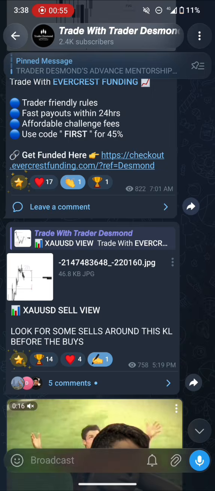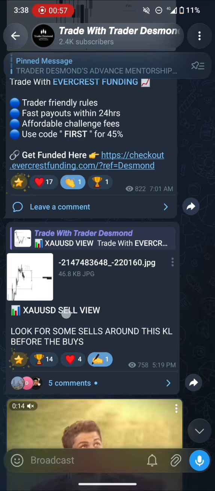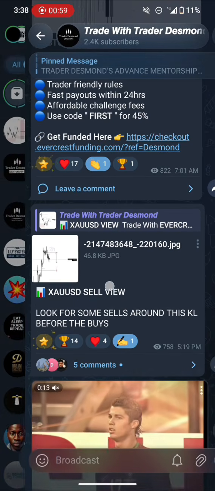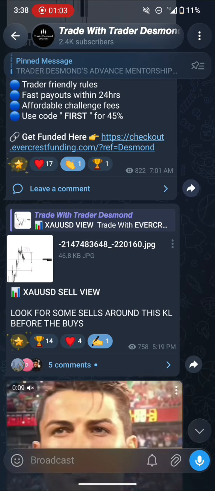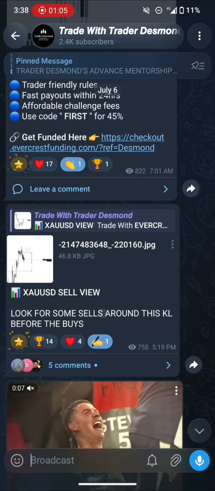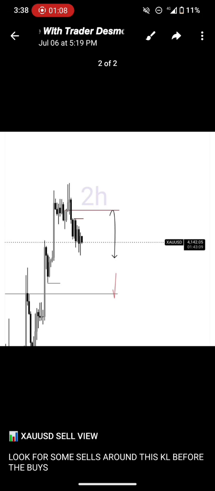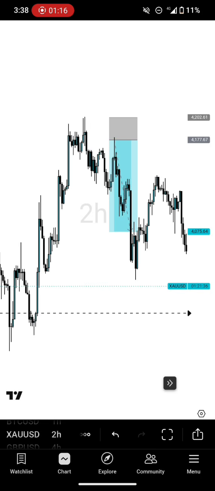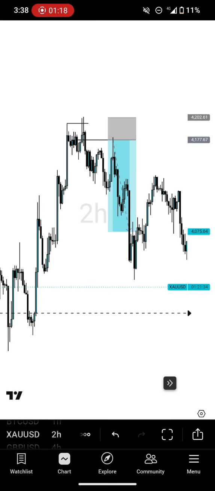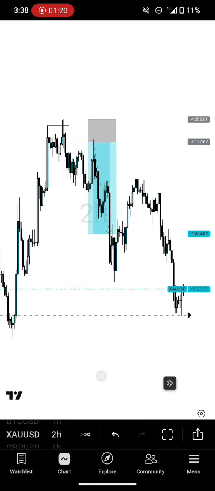Right now, this is the trade idea on gold which I shared earlier. I said: gold sell view, look for some sales around this key level, right? And this is the trade idea, and it's played out perfectly well. So without further ado, let's quickly dive into the chart, where I'll share with you every necessary step-by-step guide I use in making money off this particular gold trade.